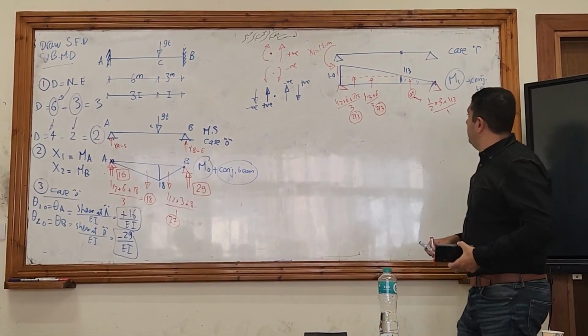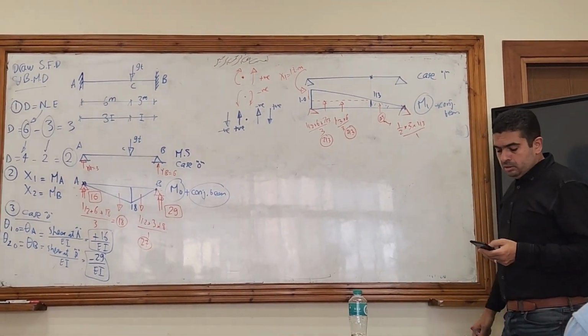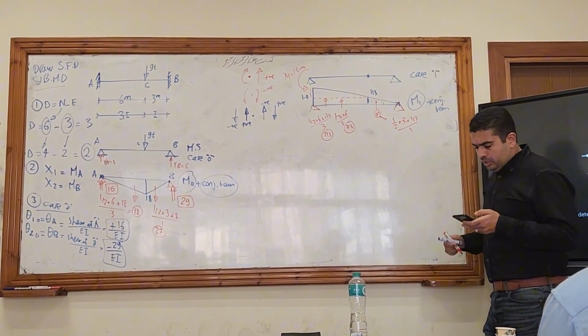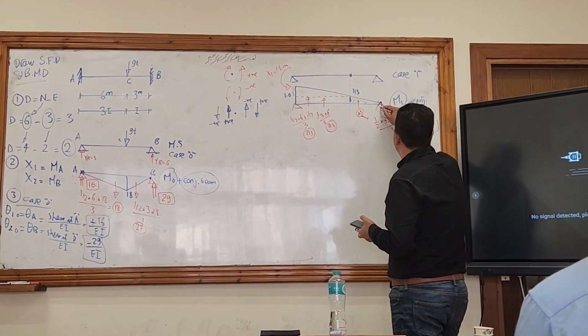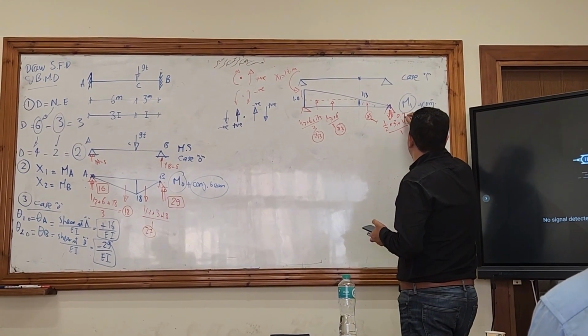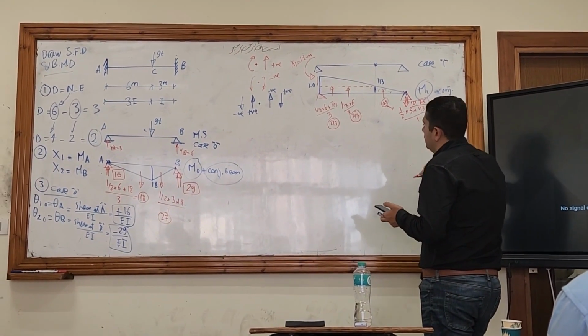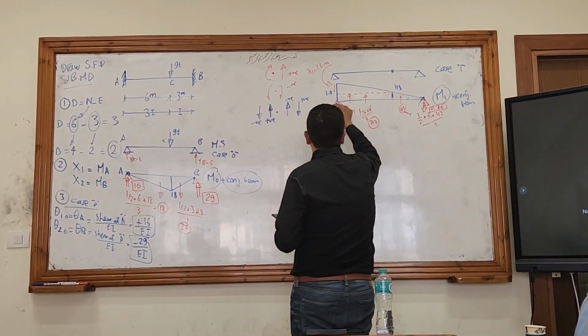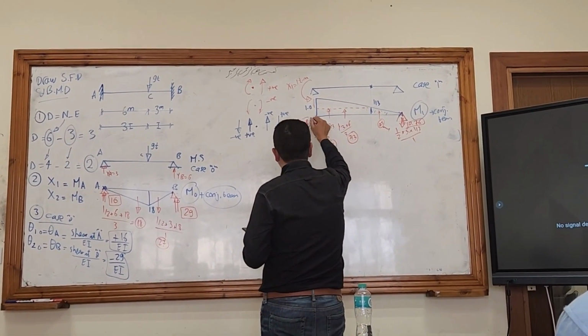So YB will be 0.76. Sigma YA will be 1.08.